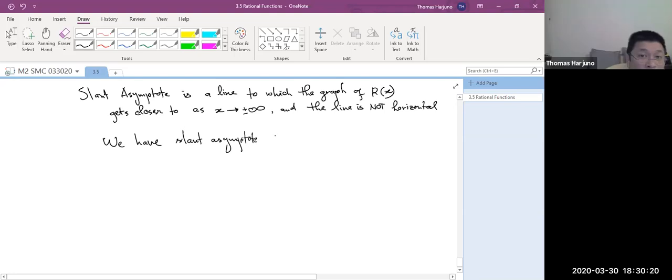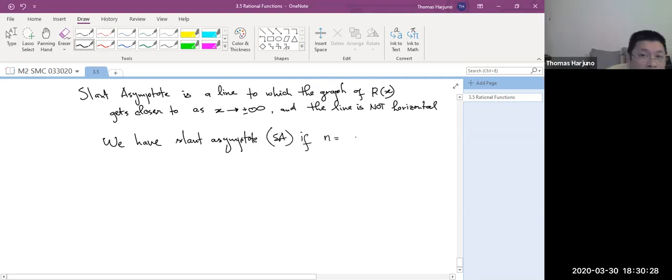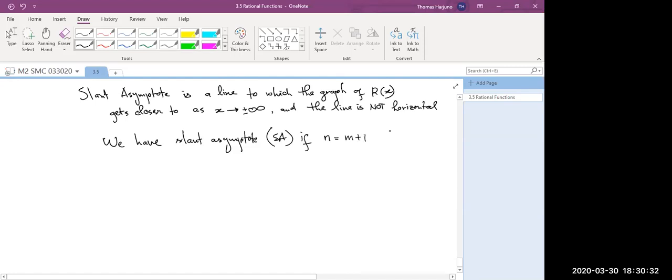So, how do we know whether the graph has a slant asymptote or not? I will denote that by SA. We have a slant asymptote if the degree on the top is exactly one more than the degree at the bottom.